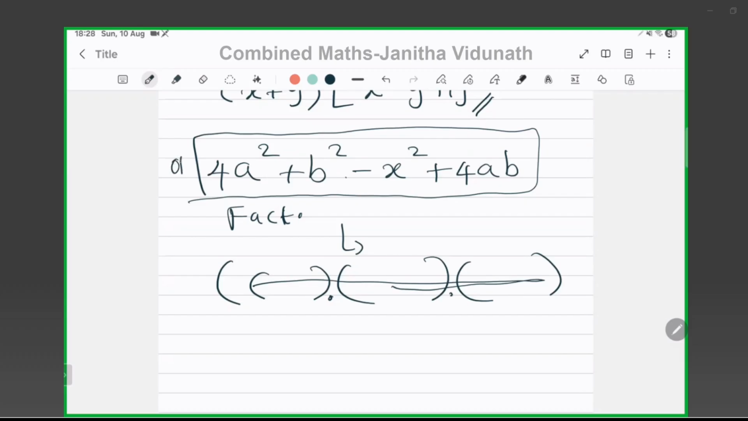First try this and I will give another question. This is ab plus ac minus (b plus c) whole square. Try these two questions. This is somewhat more difficult than the other question.